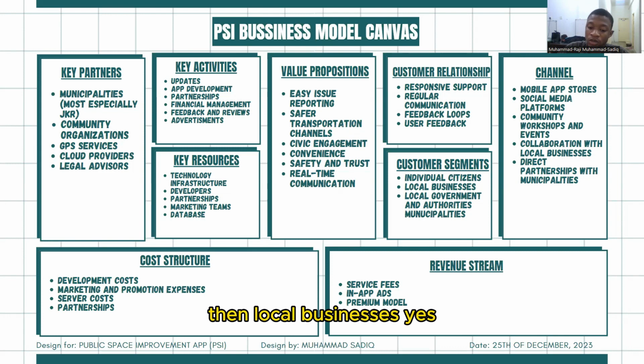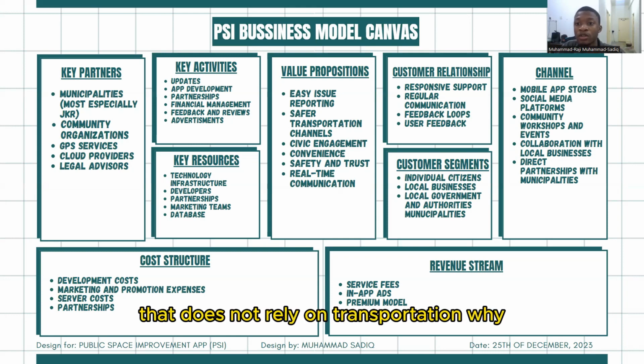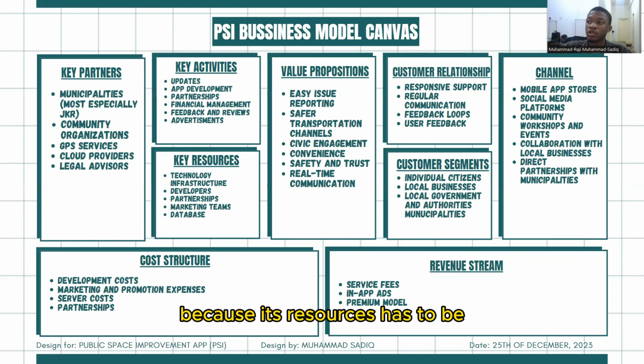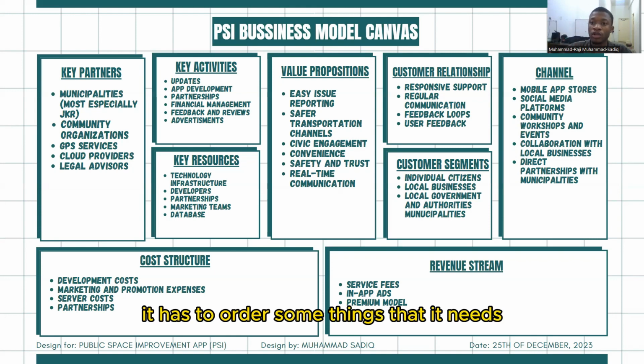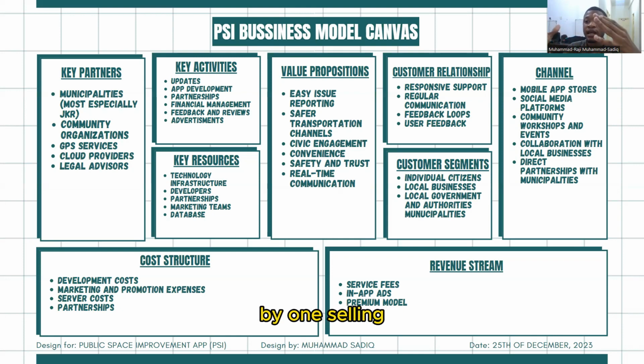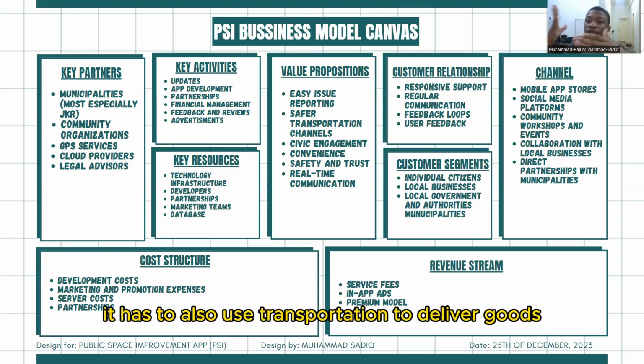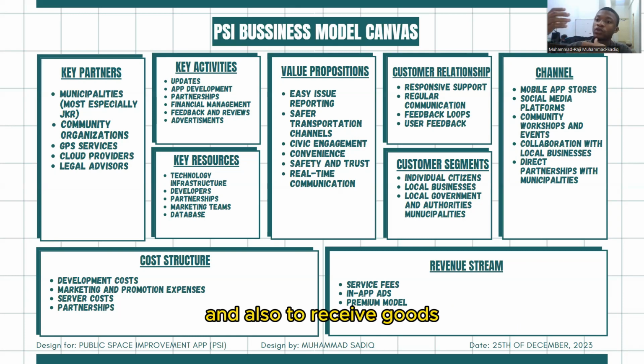Then local businesses. Yes, local businesses, because they all rely on transportation. There is no business in the world that does not rely on transportation. Why? Because its resources have to be transported to it. It has to order some things that it needs, and when selling, it also has to use transportation to deliver goods and also to receive goods.